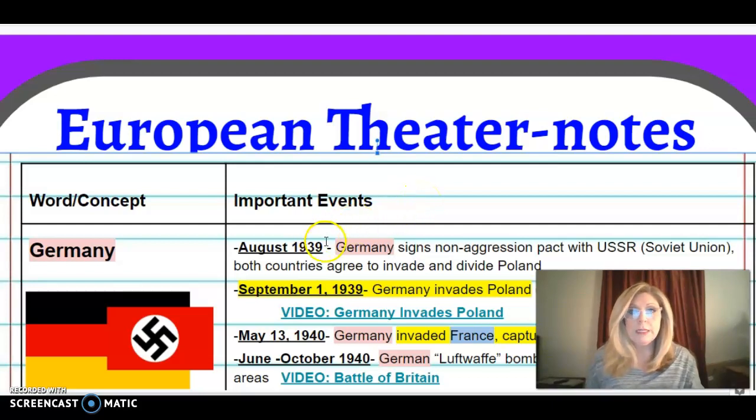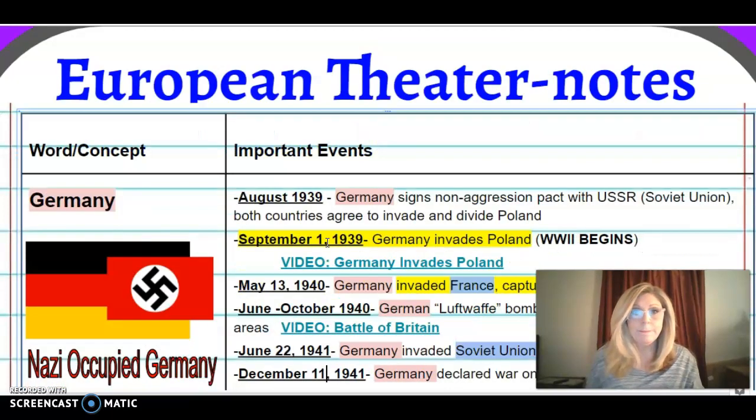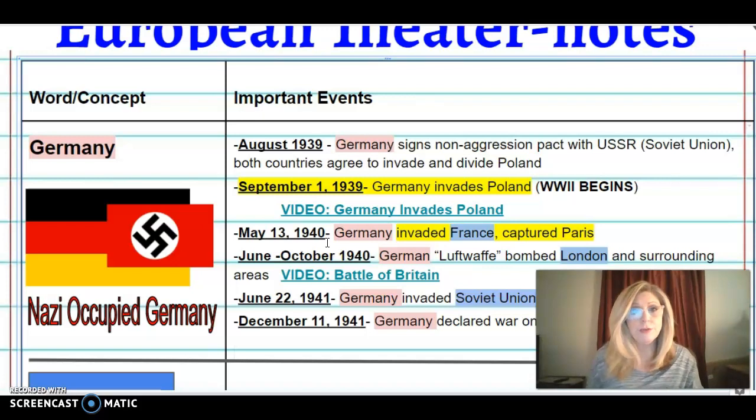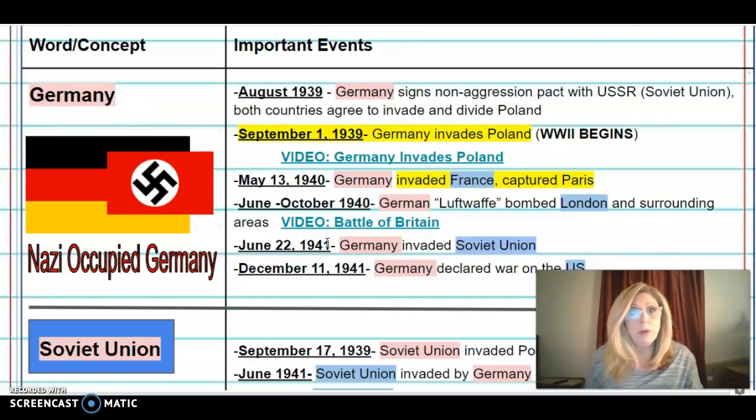So Germany, an important event there is that they had signed the Non-Aggression Pact with the Soviet Union, and both countries agreed in that pact to invade and divide Poland. The problem was Poland didn't really want to be divided, so September 1st, 1939, Germany invades Poland, and that is the beginning of World War II. So we are going to show a video called Germany Invades Poland. So we'll show that later after we go through the notes.